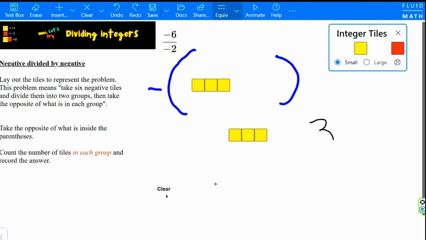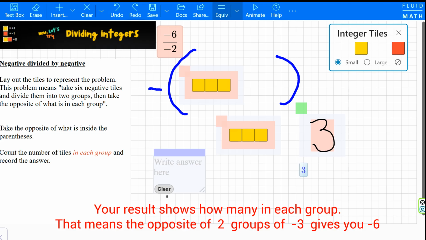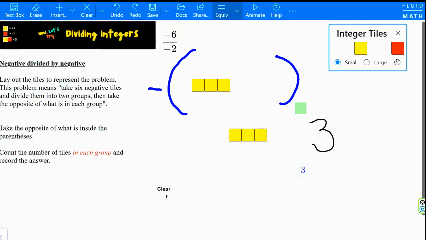My value is 3. Thinking back to the rules that we developed when we multiplied integers, what patterns did you notice here, and what rules can you develop from that?